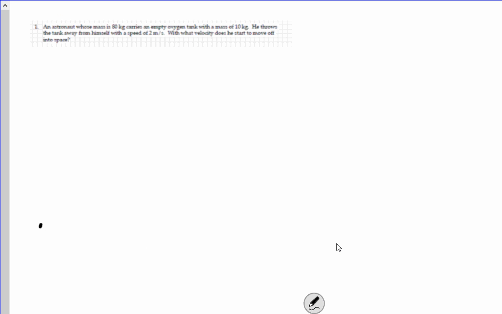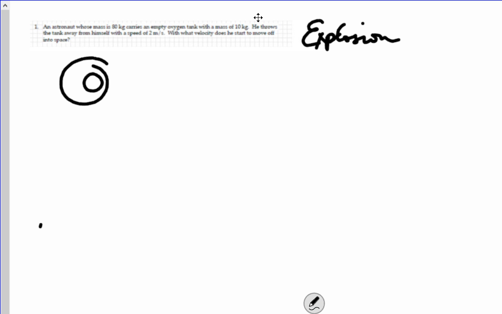All right, so like I said, in physics we call this an explosion. Let's say here's our astronaut, right? And at first he's holding on to the tank. Your initial momentum is going to be zero for those two objects. It says he's at rest. Perhaps he's floating in space, but you don't have any information on that.